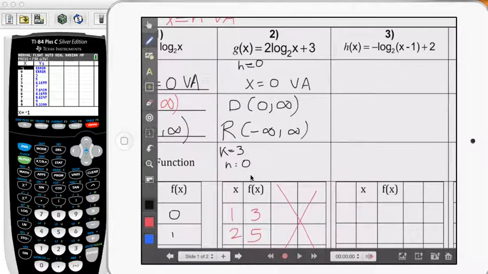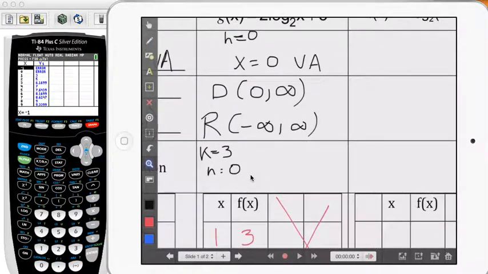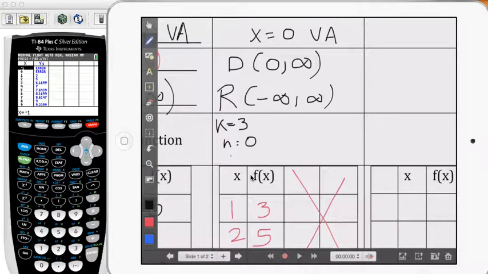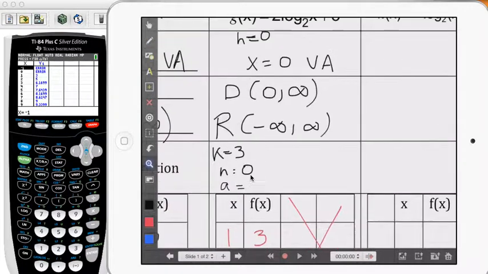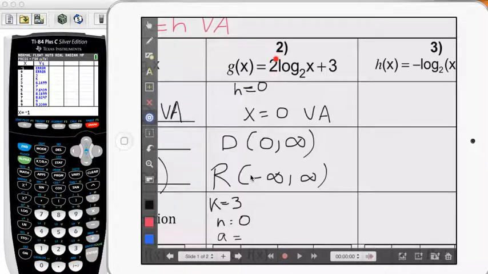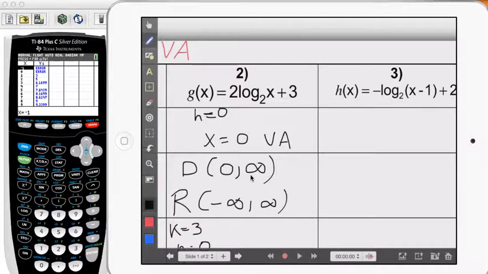Now let's talk about transformation. To talk about transformation, you have to know what your a, h, and k are, and the a in this case is the number in front of the log, which is the 2. The h is the number with the x in parentheses. It's going to be part of the argument. The k will be the number on the outside. So the general transformed form will look like this. This is how you can tell them apart.